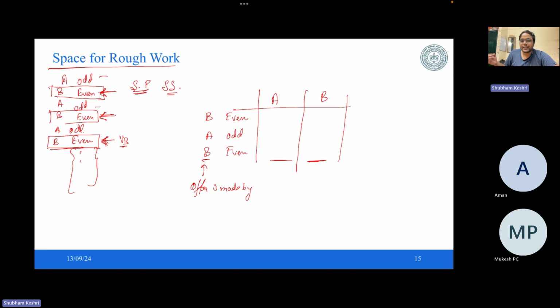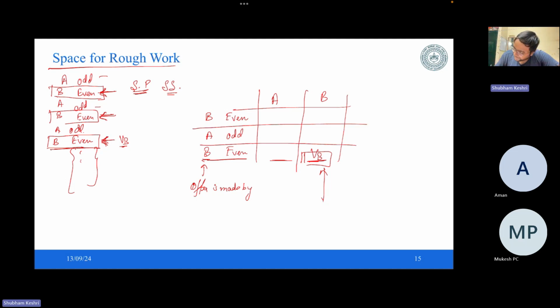So suppose in the even stage, we have calculated that at subgame perfect Nash equilibrium, the utility player B is getting is VB. So whatever offer she is making, it doesn't matter. The utility player B is getting is VB. All right, in the even stage, at any even stage.